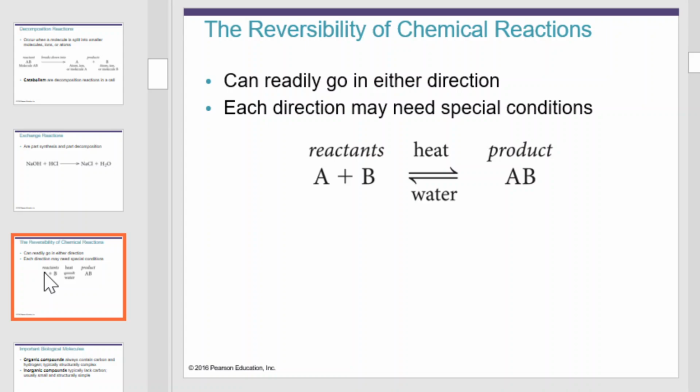Reversibility of chemical reactions. Some chemical reactions can readily go in either direction. Each direction may need special conditions. If a reaction is reversible, a double arrow is indicated in the center of the reaction.